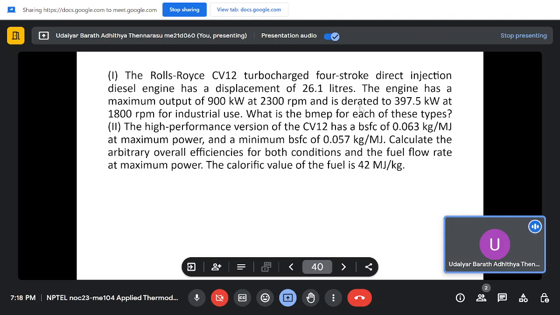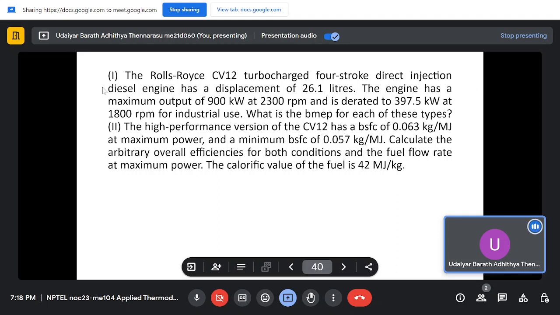Next is, it's derated to 397.5 kilowatt at 1800 rpm for industrial use. Engine was built for 900 kilowatt and 2300 rpm, but for industrial use it's operated at 397.5 kilowatt at 1800 rpm. So what is the brake mean effective pressure for each of these cases? So that is the first question.